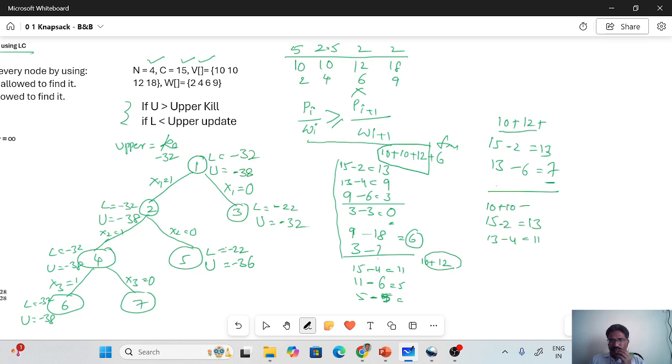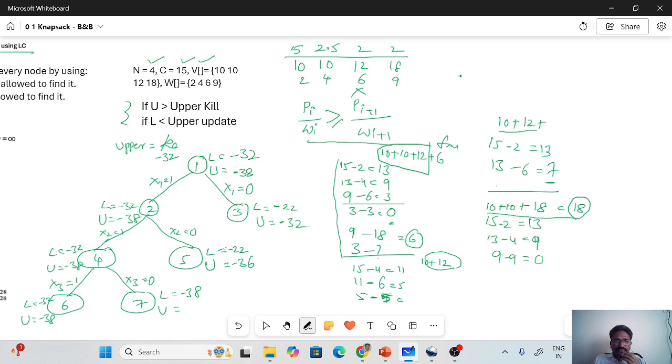What is the second item profit? 10 placed. What about the third item? Third item we never consider in this case because x1 is 1, x2 is 1, x3 is 0. The solution vector indicates 1, 2 only considered, 3 ignored. Sorry, 13 minus 4 is 9, not 11. Please update it. And what about our fourth item? 9 minus 9, full item we consider. What is the profit we are getting? 18. What is the total weight? Total weight 15. There is no free space. Total profit is 18, so without fraction, that is our L.